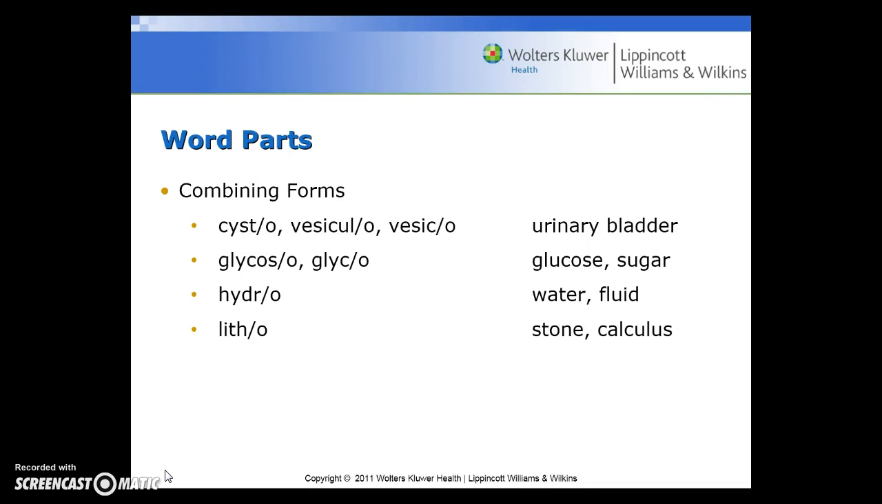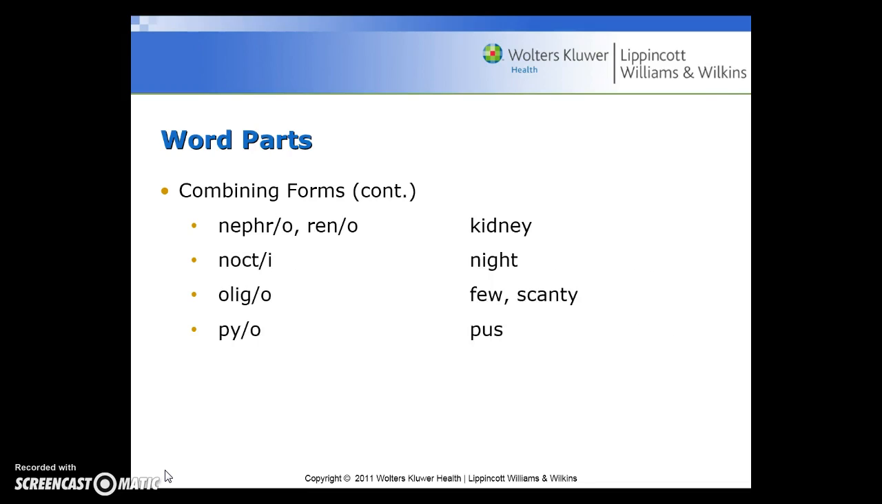So when we talk about word parts, our combining forms are cysto, vesiculo, vesico, glycoso or glyco, hydro, and litho. Cysto, vesiculo, and vesico refer to the urinary bladder, glycoso or glyco for glucose or sugar, hydro for water or fluid, and litho for stone or calculus. Additionally, nephro or reno for kidney, nocti for night, oligo for few or scanty, and pio for pus.